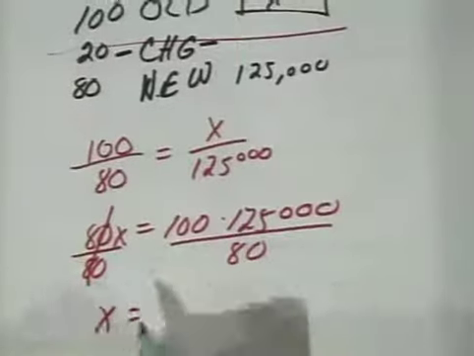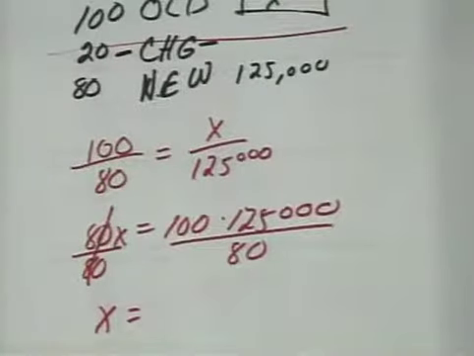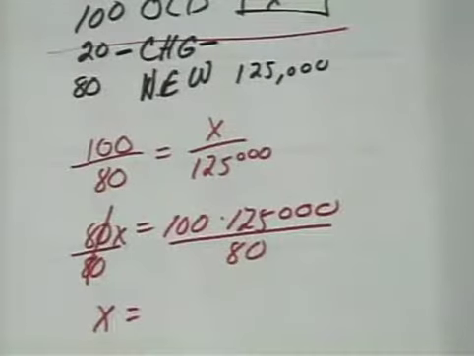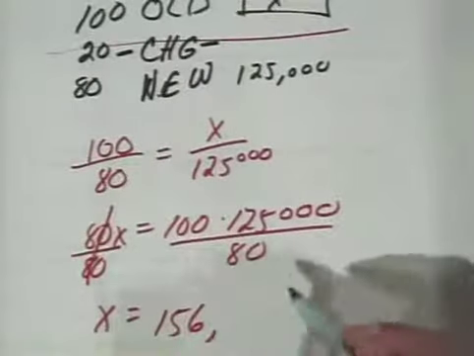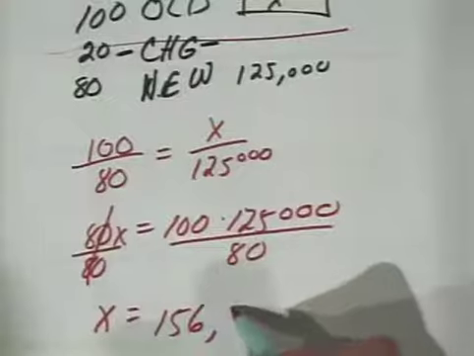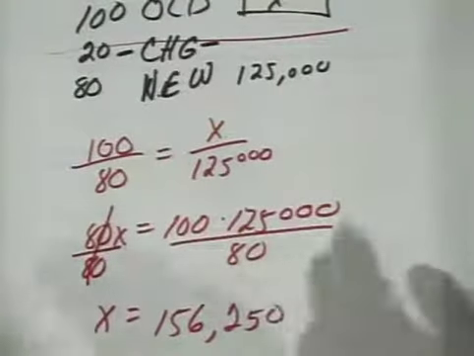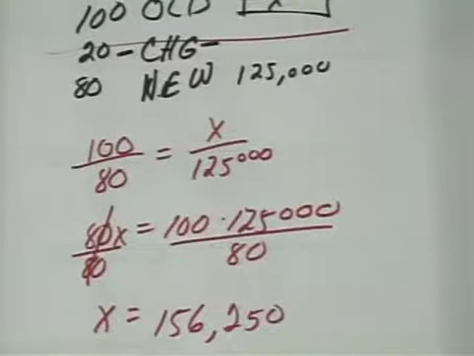Okay. I don't know what x equals. I don't have a calculator. Oh, I'm sorry. Somebody else that's got a calculator have it figured out? 15,625? Or is it 156,000? He's saying 156,250.